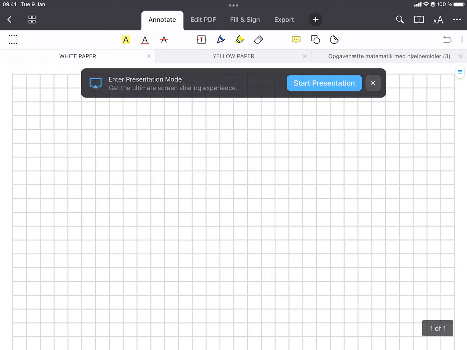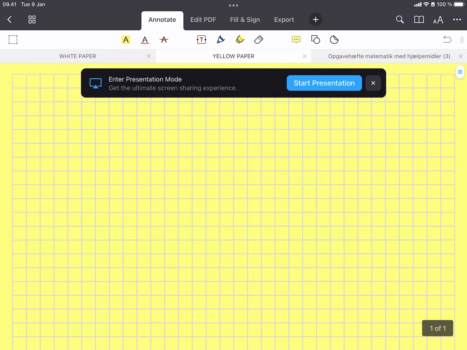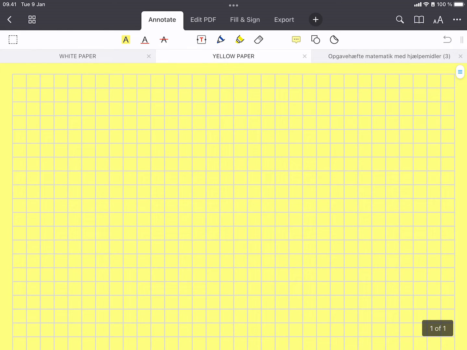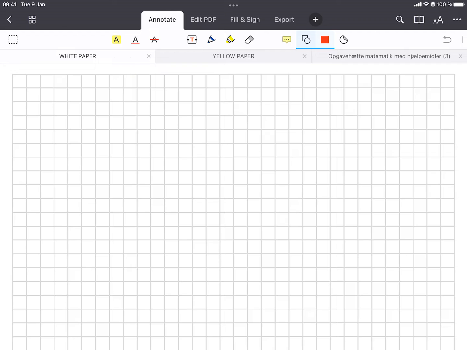So I've got my white paper that I'm going to do my kind of neat final answers on, and my yellow paper for my rough work. So on my white paper, a bit annoying if that's going to pop up every time, but let's just go with it. I'll start by drawing a nice margin.